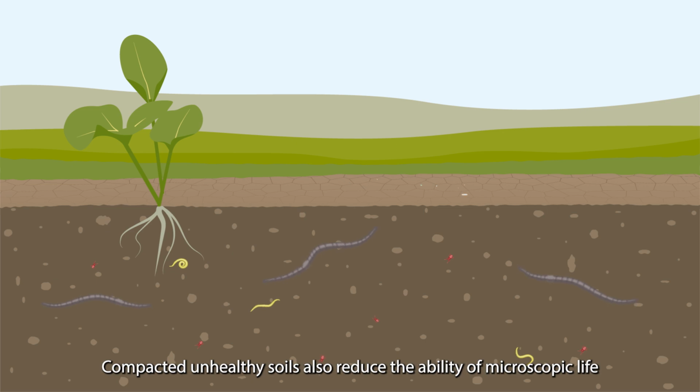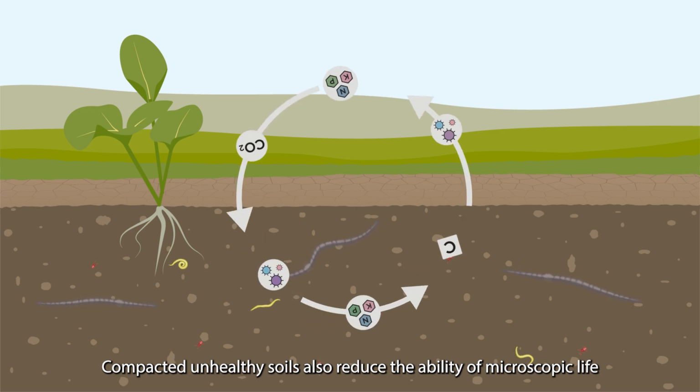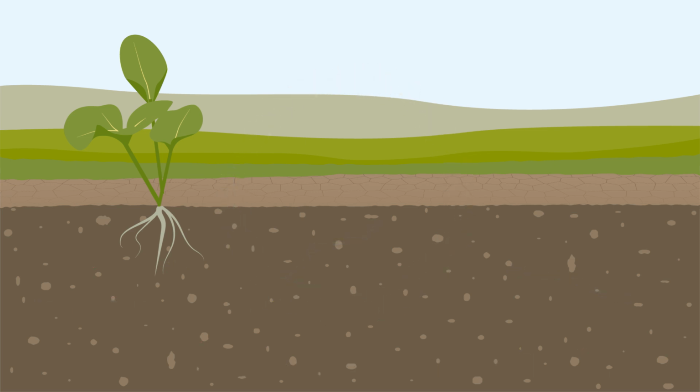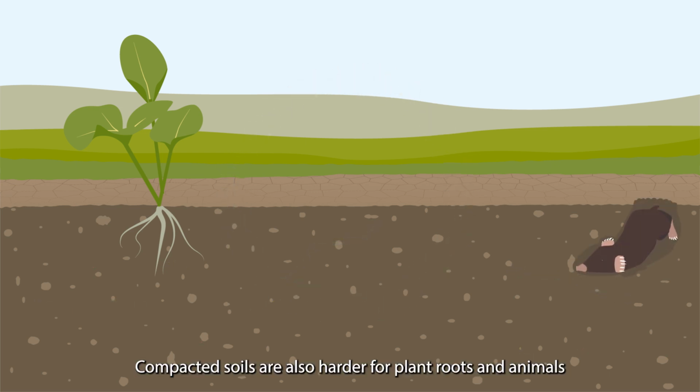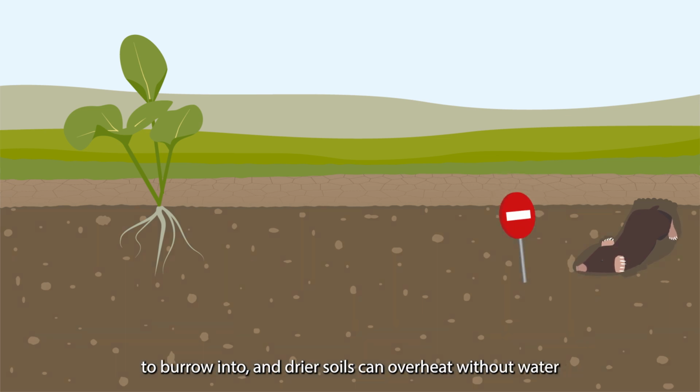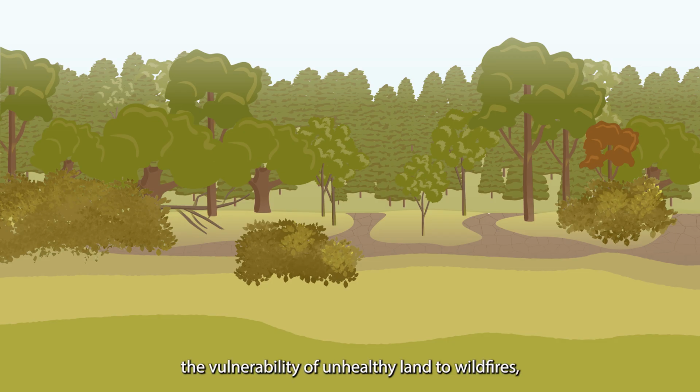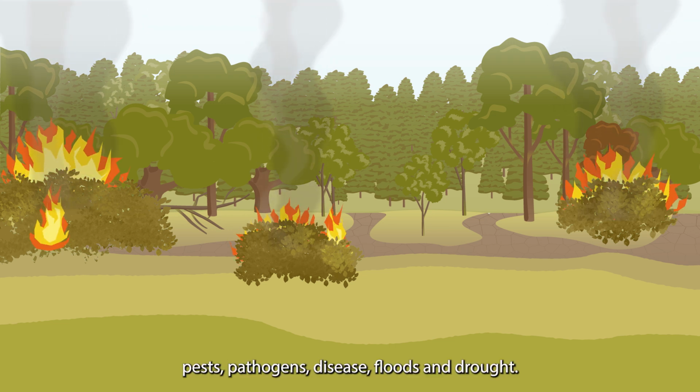Compacted, unhealthy soils also reduce the ability of microscopic life to help recycle or lock away greenhouse gases. Compacted soils are also harder for plant roots and animals to burrow into, and drier soils can overheat without water to help regulate temperatures, while climate change also increases the vulnerability of unhealthy land to wildfires, pests, pathogens, disease, floods and drought.